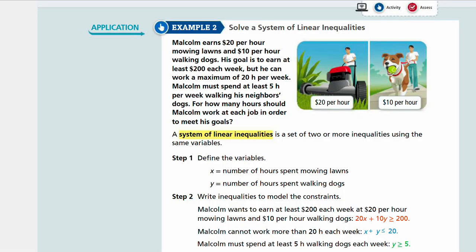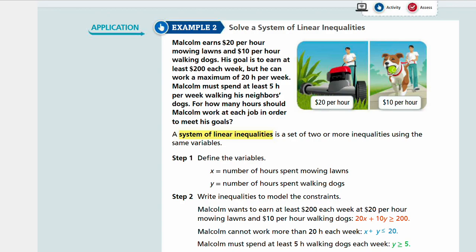Continue with example 2. Solve a system of linear inequalities. Malcolm earns $20 per hour mowing lawns and $10 per hour walking dogs. His goal is to earn at least $200 each week, but he can work a maximum of 20 hours per week. Malcolm must spend at least 5 hours per week walking his neighbor's dogs. For how many hours should Malcolm work at each job in order to meet his goals?